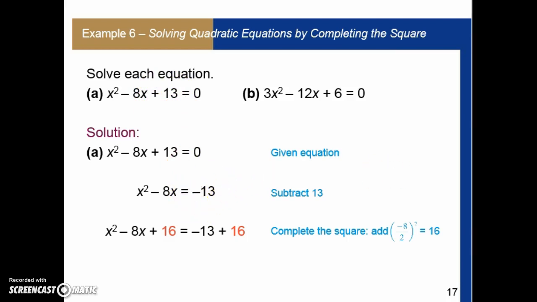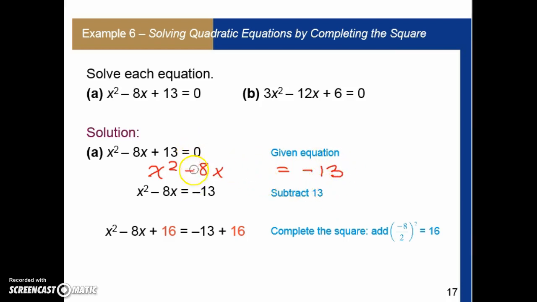I'm going to come over, and this is what I'm going to write. I'm going to write x squared minus 8x. I'm going to leave a space, and I'm going to take my constant using good algebra, meaning I'm going to subtract this positive 13 from both sides. So the positive 13 is gone from there, and it's over here on the right-hand side.